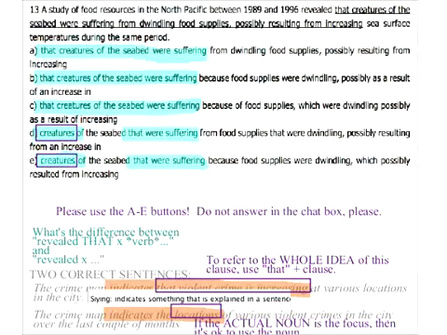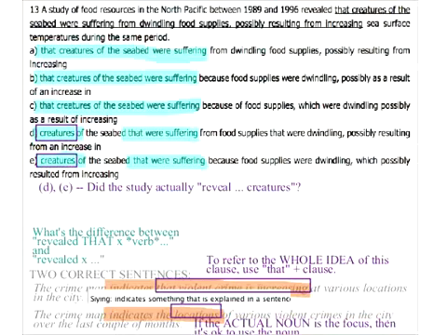Did the study actually reveal creatures? No, it did not. I mean, it showed this idea. It showed the idea that the creatures' food supply was diminishing or whatever.